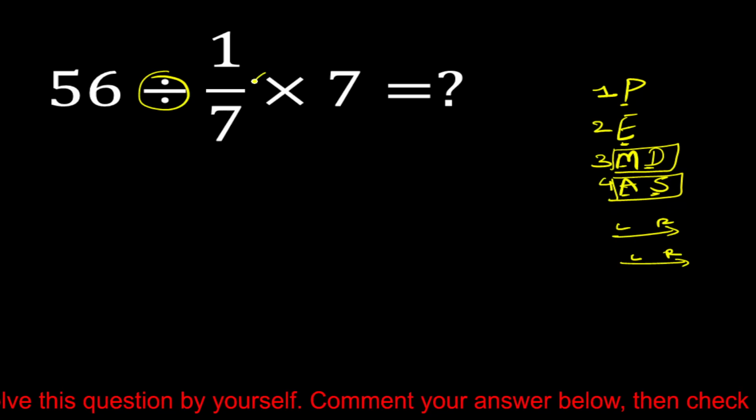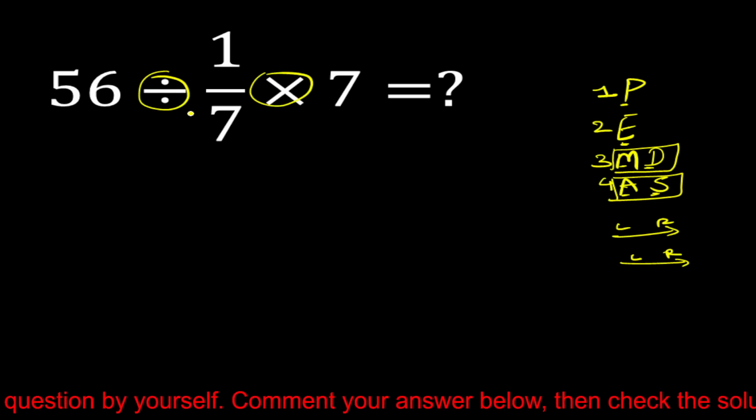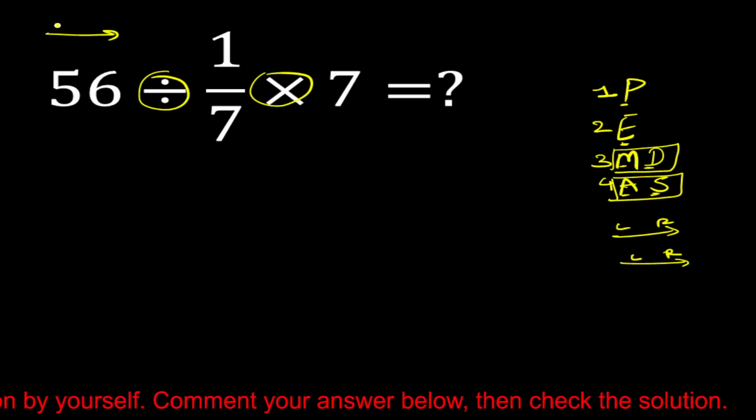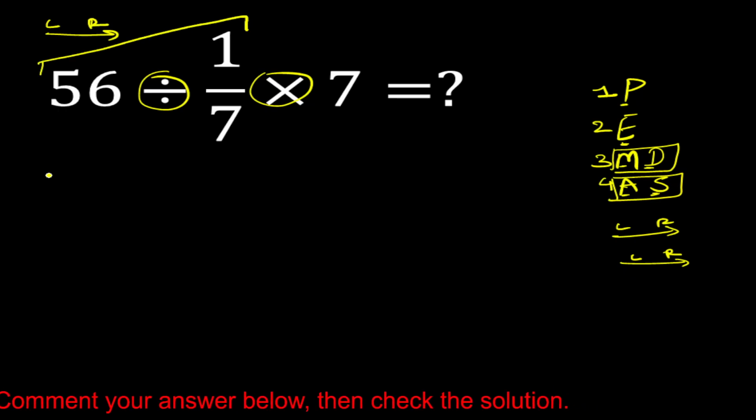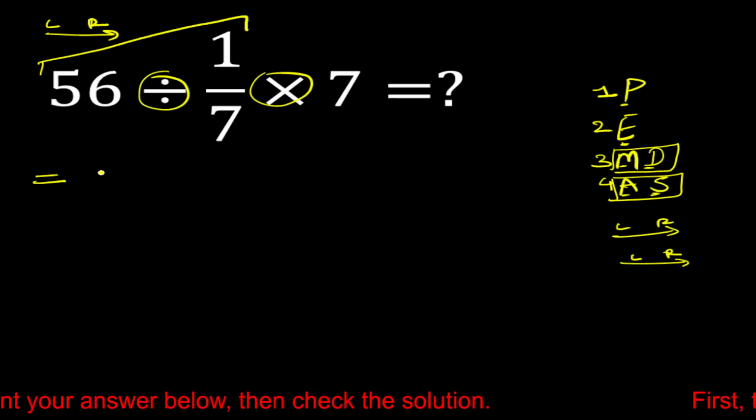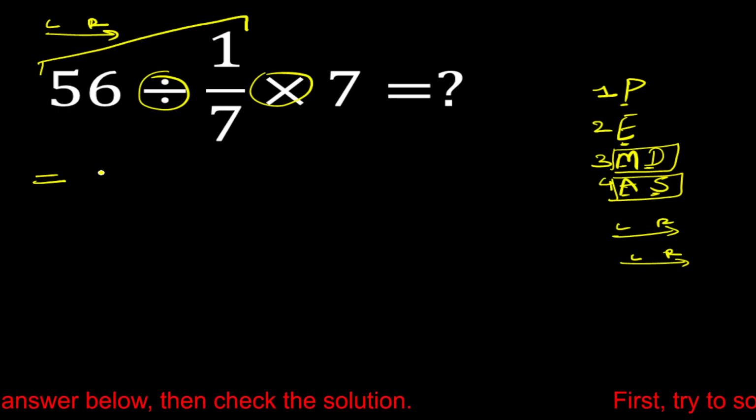So here is division and here is multiplication. Both have equal priority, so we have to solve it from left to right, okay? So first we have to solve this division. So it is equal to, now, 56.